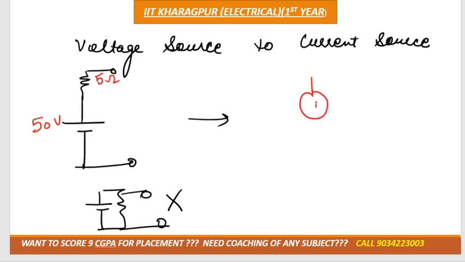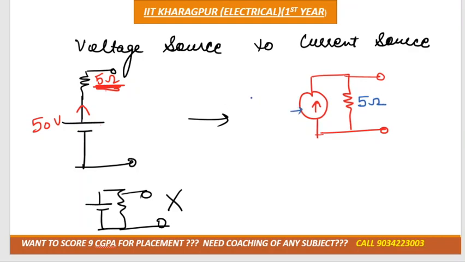So we'll take the current source. As you can see that in this case current is moving in the upward direction, so I am taking the current source direction same in the upward direction. The resistance which is connected in series with the voltage source, same resistance is connected in parallel with the current source. Okay, so this one is how much? 5 ohm. This one is also 5 ohm.